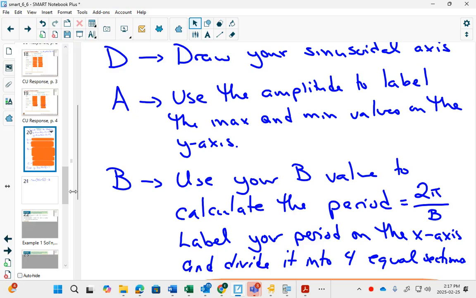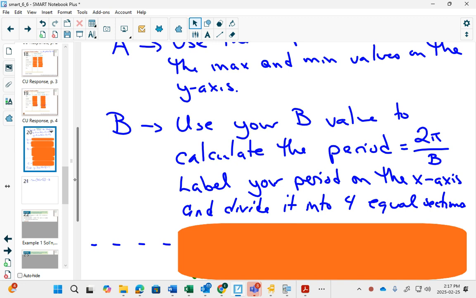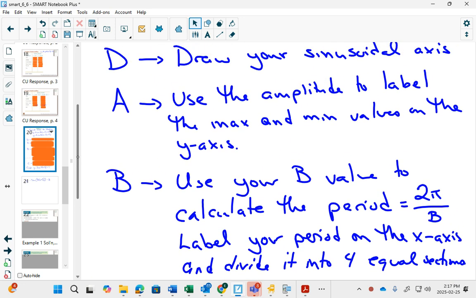So if the period is 2 pi over B, what do we do? We label that period and break it up into 4 equal sections. If I scroll down to the B, is everybody there or not yet? Okay, I don't want to go too fast.